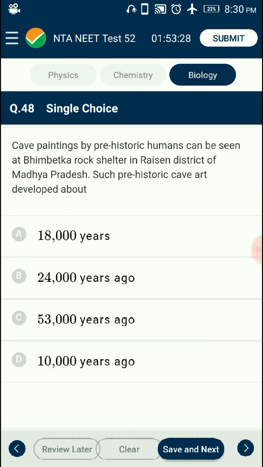Question number 48. Cave paintings by historic humans can be seen at Bhimbetka rock shelter in Raisen district of Madhya Pradesh. Such prehistoric cave art developed about 18,000 years ago. One such cave painting by prehistoric humans can be seen at Bhimbetka rock shelter in Raisen district of Madhya Pradesh. Agriculture came around 10,000 years ago. Settlements started. So the answer for this question is option A, 18,000 years.